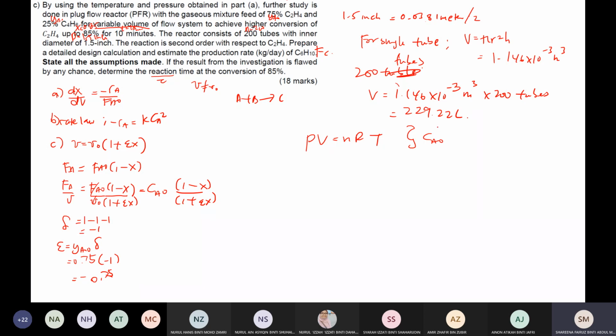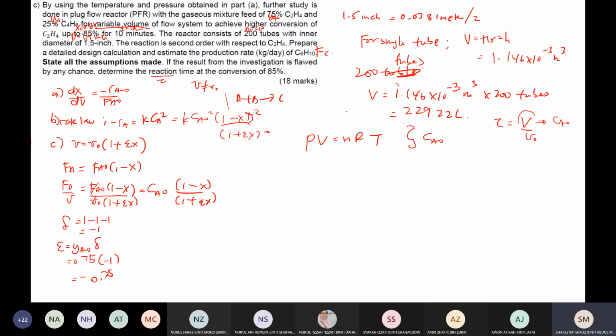So daripada situ tau kan is equals to V over V0. So V ni akan relate dengan tau. Sorry, tau ni akan relate dengan V. V ni akan relate dengan CA0. Sebab kalau you tengok V ni here, dia akan relate dengan RA. So RA ni kalau you keluarkan, dia akan jadi KCA kuasa 2, which is equal to KCA0 kuasa 2, (1 minus X) kuasa 2 over (1 plus epsilon X) kuasa 2. So benda ni relate, that's why dia kena cari CA0.